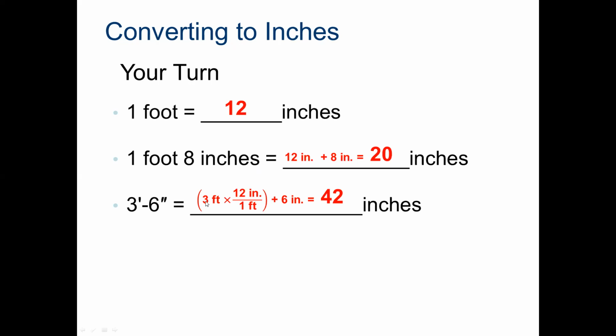So here we go. We got our 3 feet. Remember, given units go on the bottom. So with a conversion factor, the given units go on the bottom, the desired units go on top. And so we have 3 feet over 1 foot, but 12 inches on top. So then we do the multiplication, and 3 times 12 is going to get us 36, plus 6 is going to get us 42. So you kind of condensed it down in 1 step.